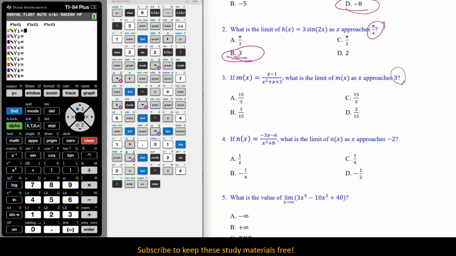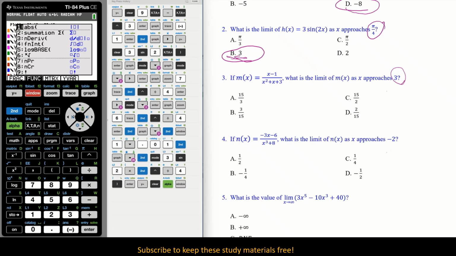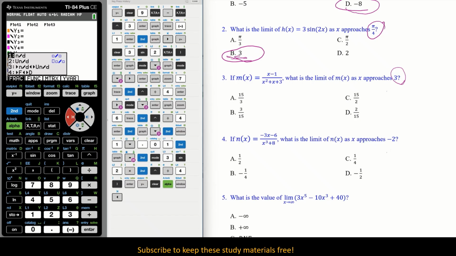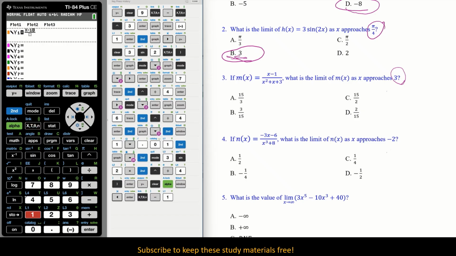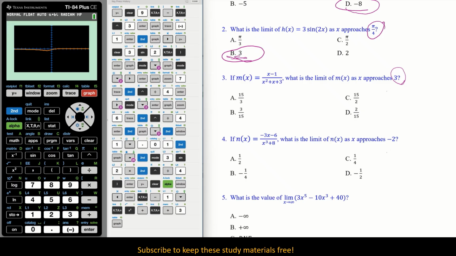All right. So I need alpha window and I'm going to go over to number 1. Now I'm going to put in my function as I see it written, okay? X minus 1, arrow down. And we have x, square it, okay, plus the x plus the 3. Double check that we have it entered correctly. Okay, now let's graph it. Okay, that is the correct graph. It looks unusual, but it is accurate.